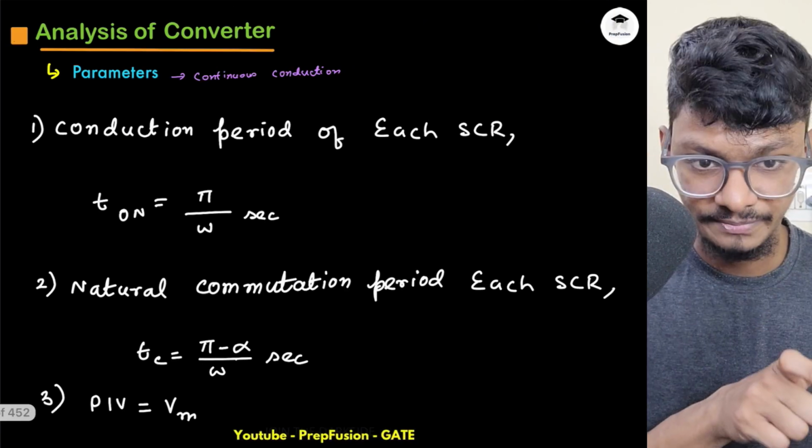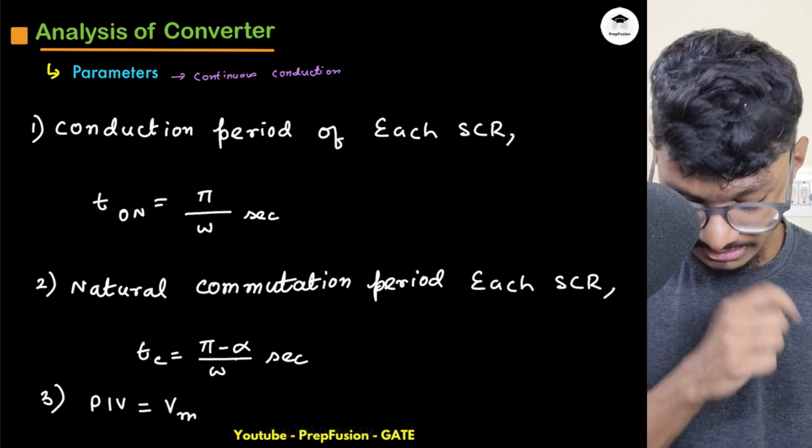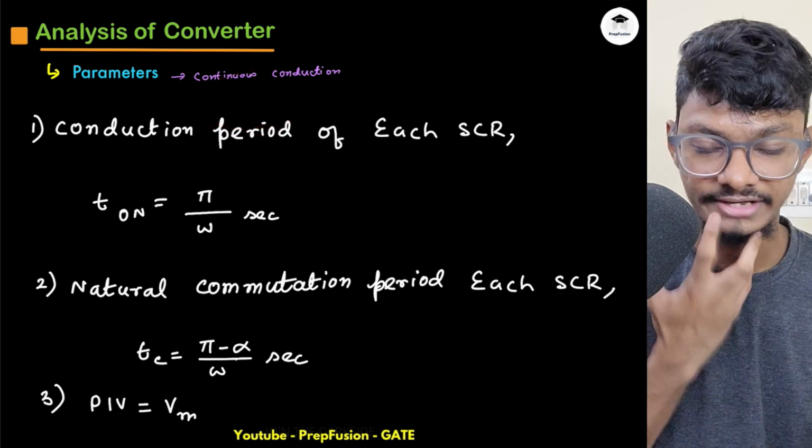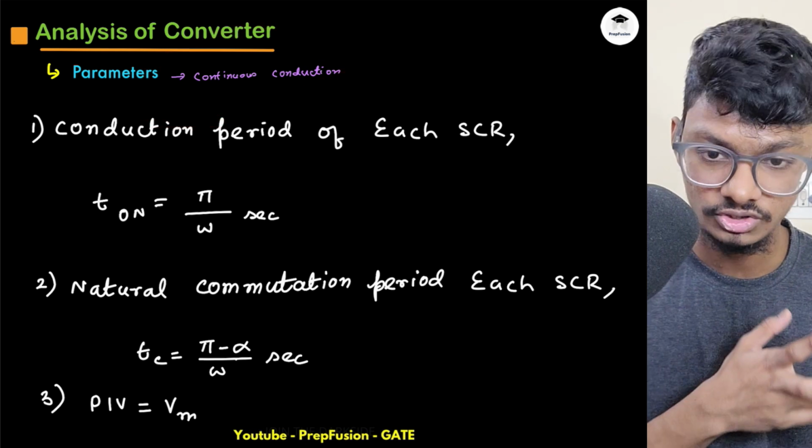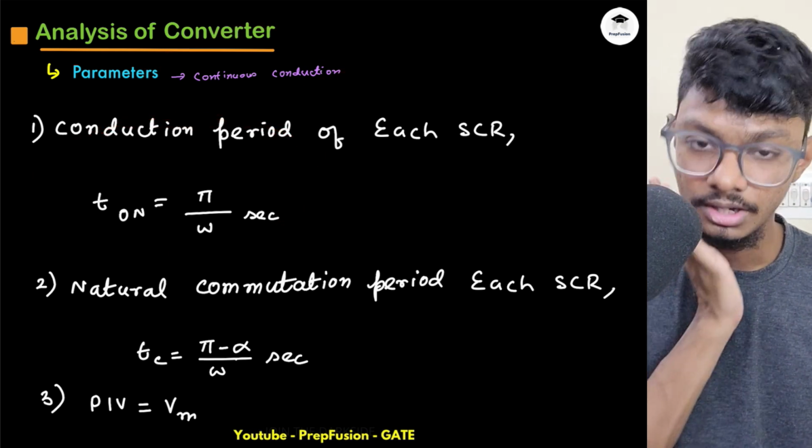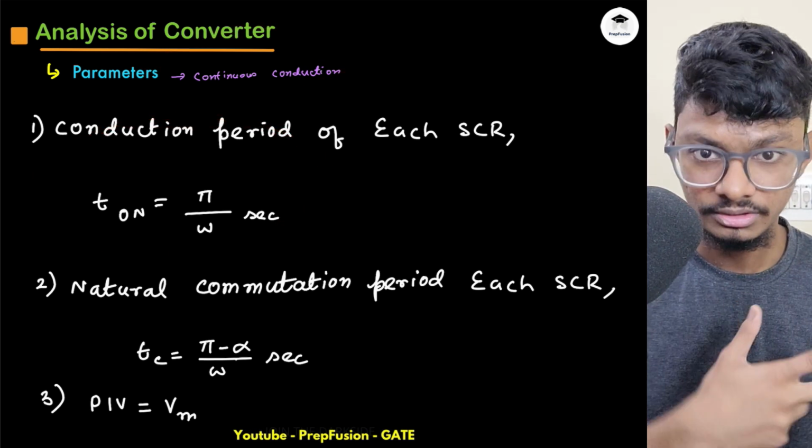Now, what is the conduction period for each SCR? Conduction period for each SCR, if there is continuous conduction, my T on will be simply pi by omega. This will be my on period of each SCR.